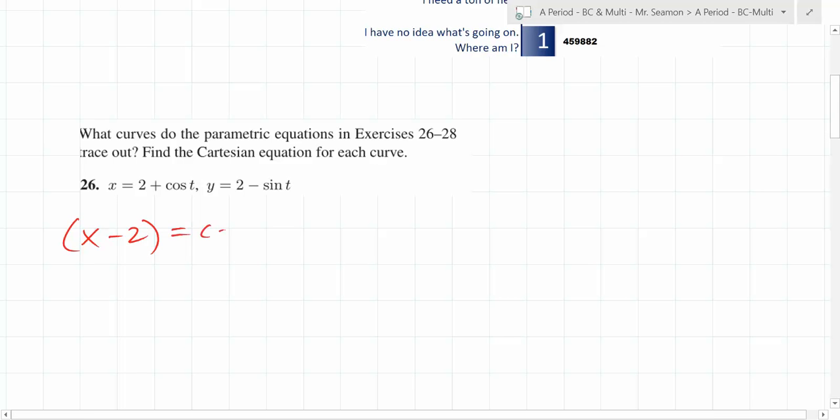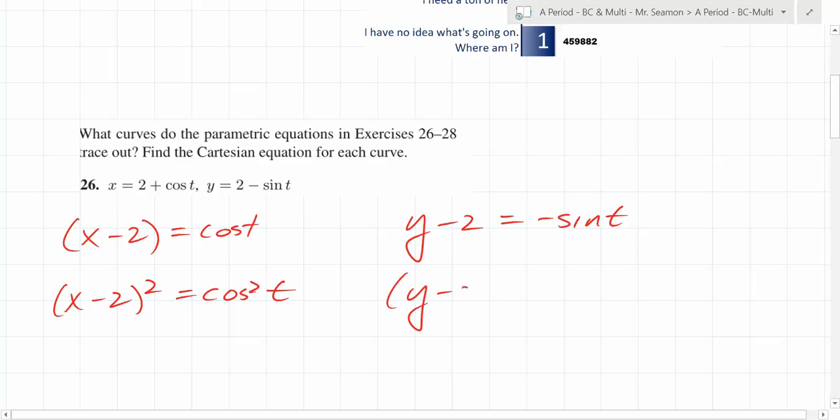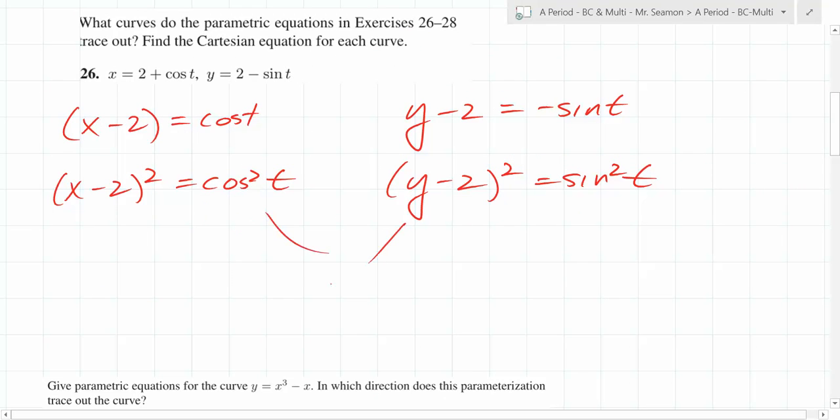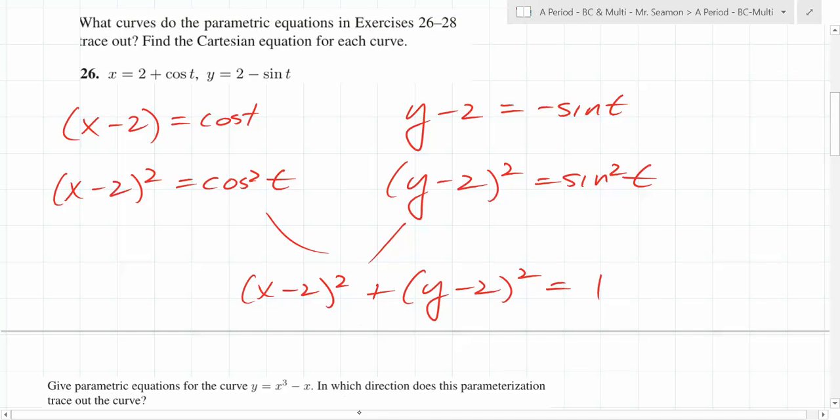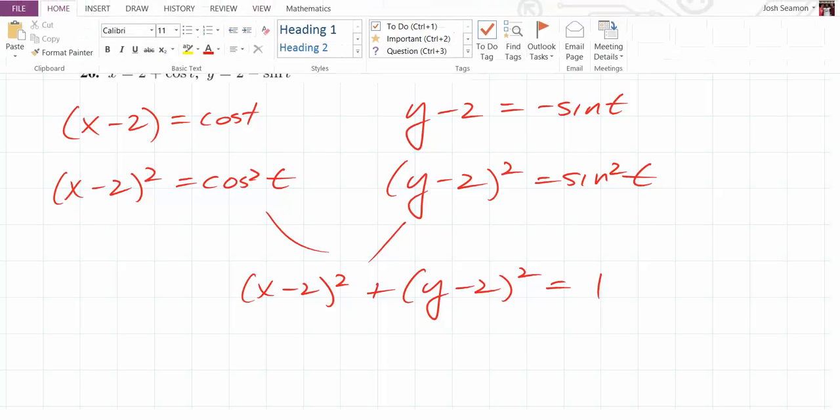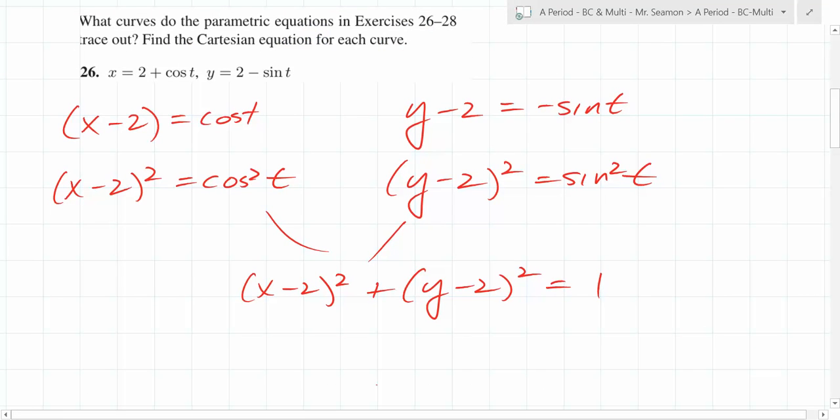Oh, look at this. We love this because when we have this, what happens when we square these things? It's going to be a nice one. It's much, much nicer. And you end up with something that's recognizable. Because when you add these two together, what does that press together into? X minus 2 squared plus y minus 2 squared is equal to 1. It is a unit circle centered at what? 2, 2. That's a unit circle centered at 2, 2.